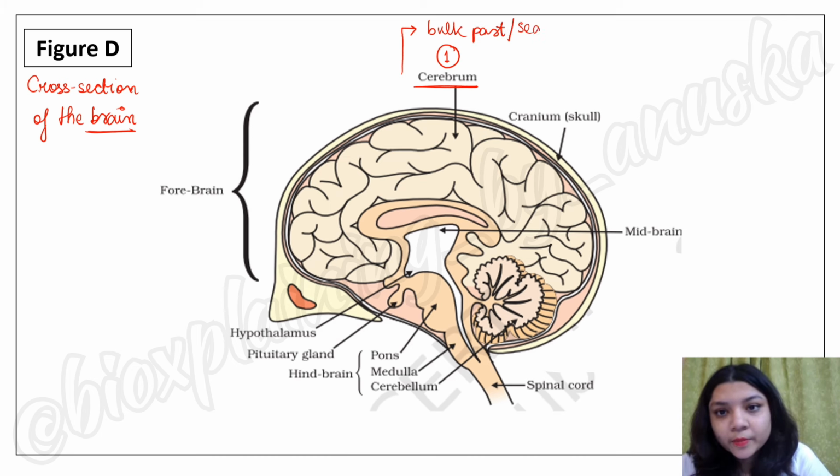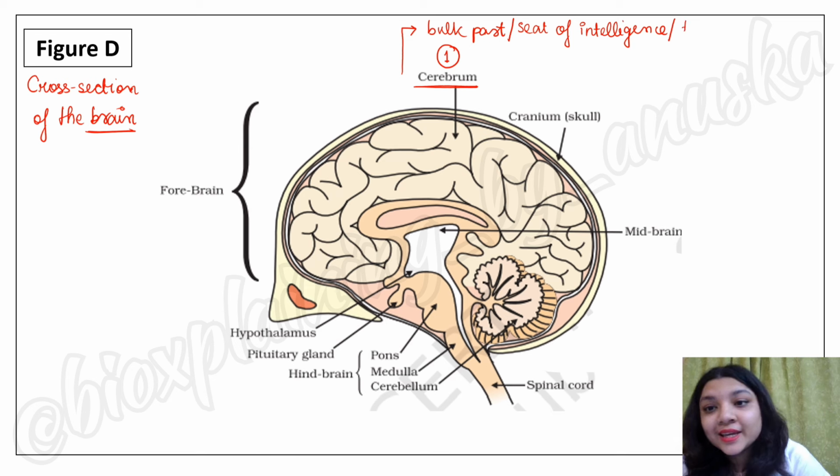The cerebrum is the seat of intelligence. What do we mean by the seat of intelligence? We mean to say that all kinds of thinking, reasoning, mathematical abilities, all of those come from the cerebrum. Okay, so this is with the cerebrum.